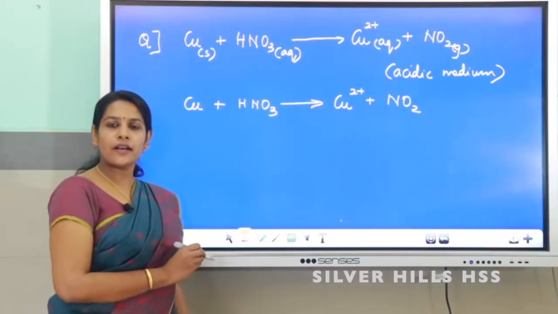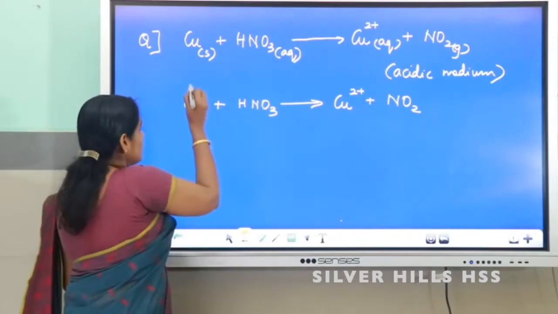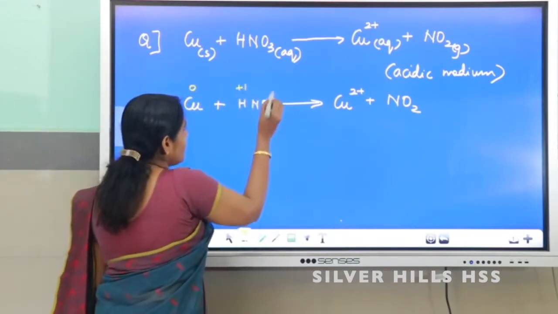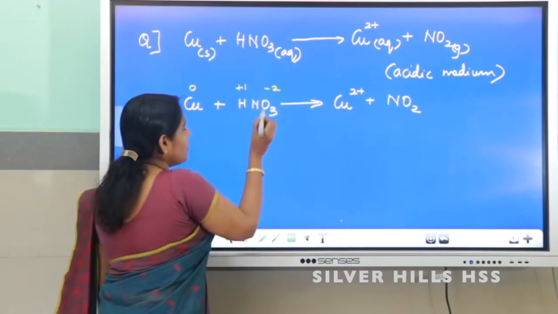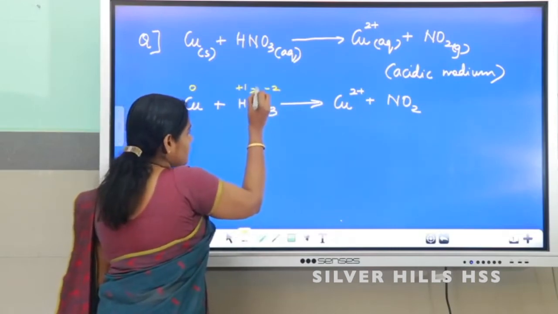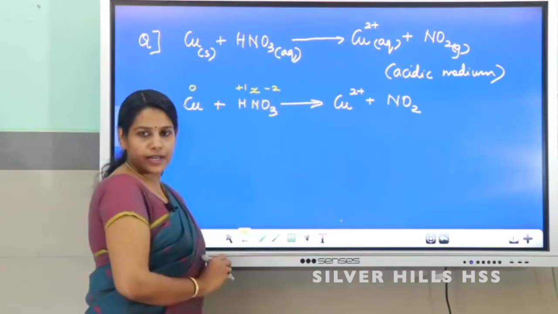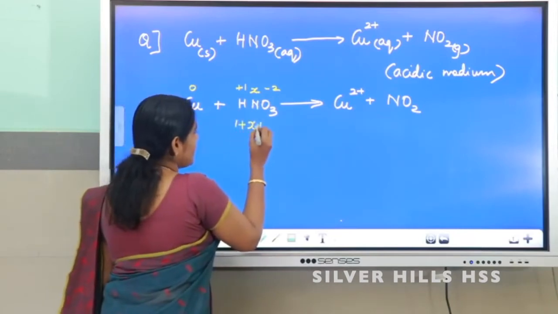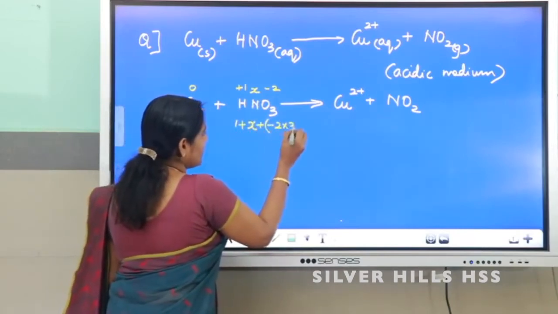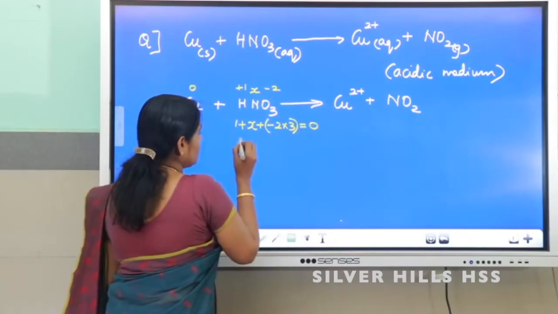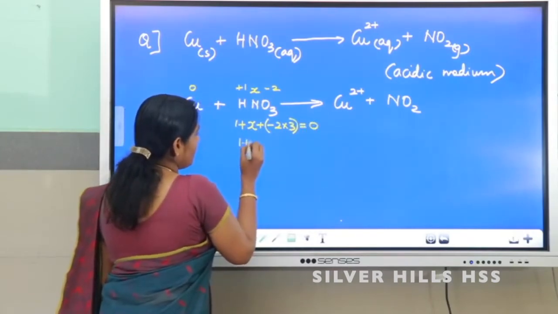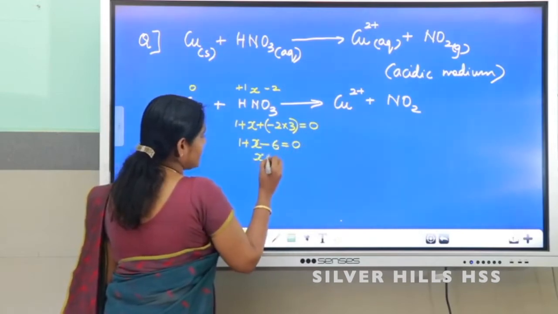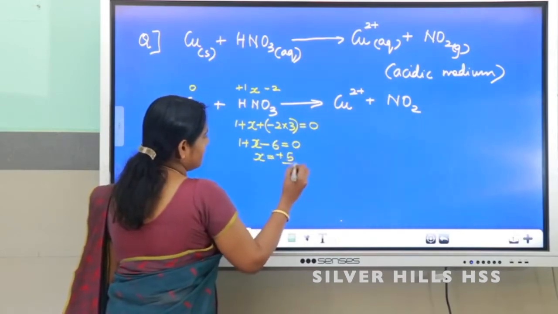The oxidation number for copper is 0 since it is in the free state. Then for hydrogen it is +1 and oxygen is -2, and we do not know the oxidation state of nitrogen. So let us take it as x. So we have 1 plus x plus -2 into 3 is equal to 0. So we will get 1 plus x minus 6 is equal to 0 and x is equal to +5.